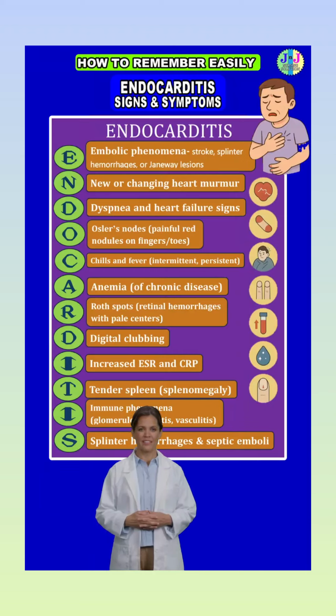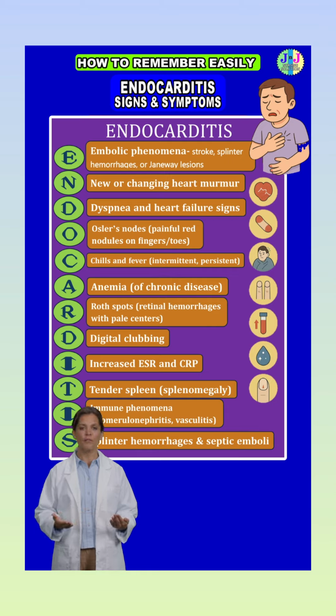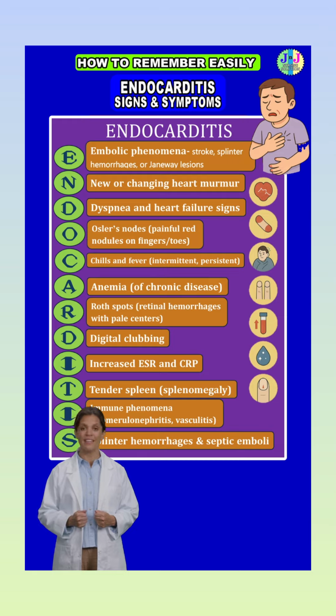Let's remember the signs and symptoms of infective endocarditis using the mnemonic Endocarditis. E stands for embolic phenomena. Tiny infected clots break off from the heart valves and travel through the bloodstream, causing stroke, splinter hemorrhages, or Janeway lesions on the hands and feet.